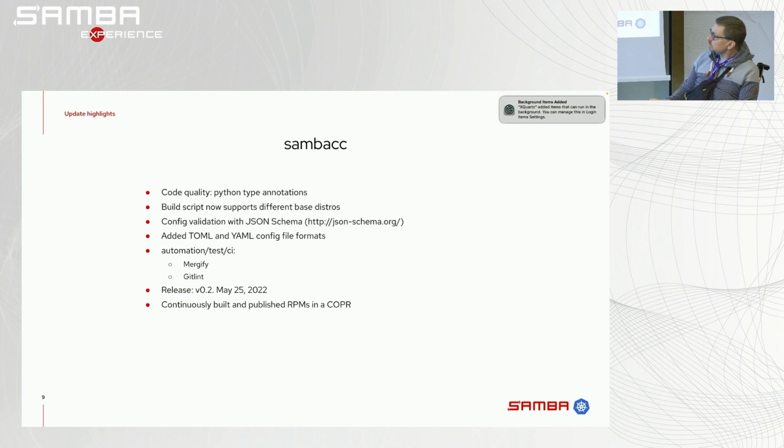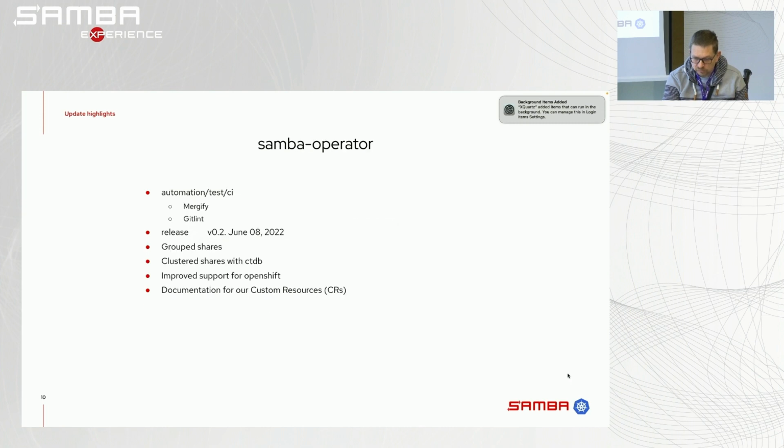And we have continuously built and published RPMs of samba-cc in a Copr repository recently. So Copr is an ad hoc way of doing Fedora and CentOS RPM packages and publishing them as YUM repos. So this has been established relatively recently. But those samba-cc packages can now be downloaded from a YUM repo in Copr, and they are used in the container images. Okay, let's move on.